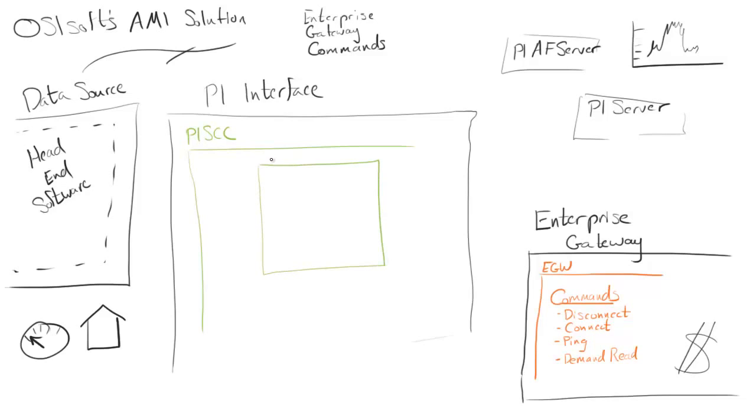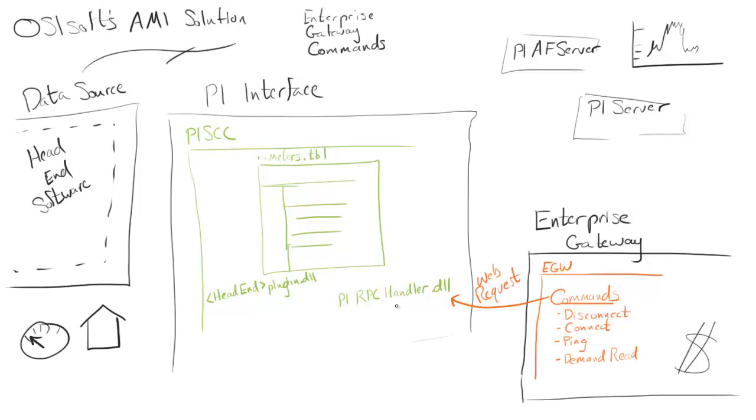Now in the middle of Pi SCC, there is the meters.table, so that just keeps track of where all the meters are. And when the Enterprise Gateway service sends a request over, it will be translated by a number of DLLs in Pi SCC to translate that request into a request that's understandable by the head-end. So there's one DLL, the RPC handler, that's an internal Pi SCC DLL. And then there's the head-end plugin, which will be named after whichever head-end software we're configuring with.